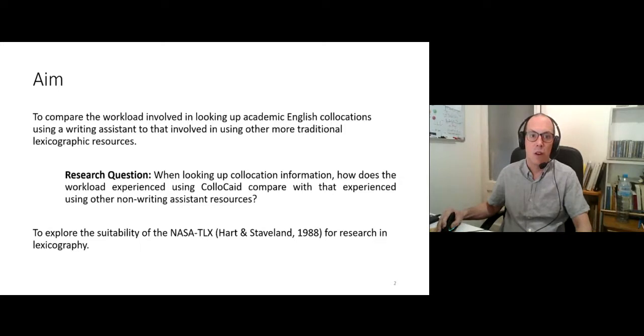A secondary aim of this study is to explore the suitability of the NASA Task Load Index, which is an instrument from human factors and human-computer interaction research, to assess its suitability for research in lexicography.